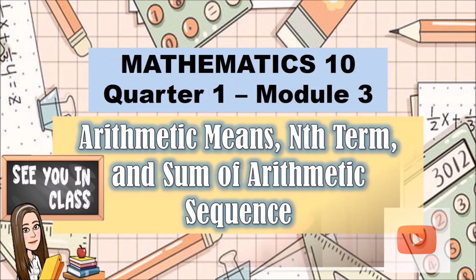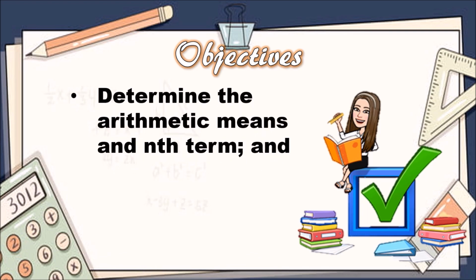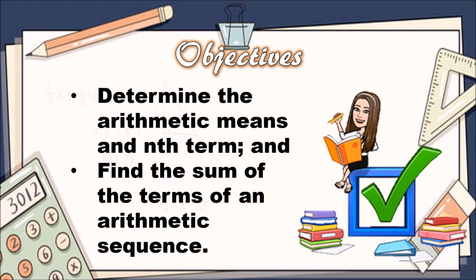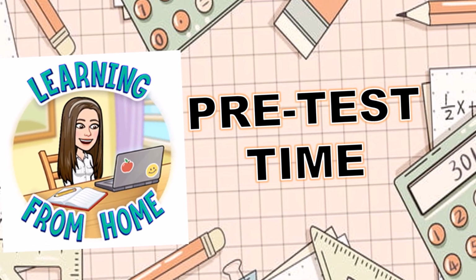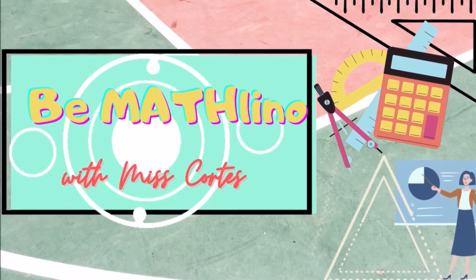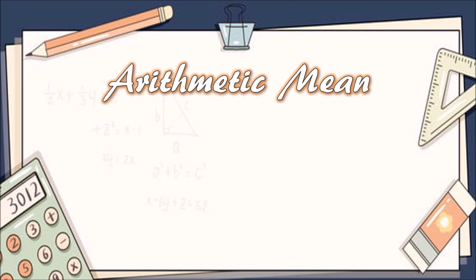For today's discussion, we will have a supplementary video for Mathematics Grade 10, Module 3, entitled Arithmetic Means, Nth Term, and Sum of Arithmetic Sequence. Objectives: determine the arithmetic means and the nth term, and find the sum of the terms of an arithmetic sequence. Before we start our discussion, you may answer your pre-test in your module, page 2. Now, we are going to discuss arithmetic means.